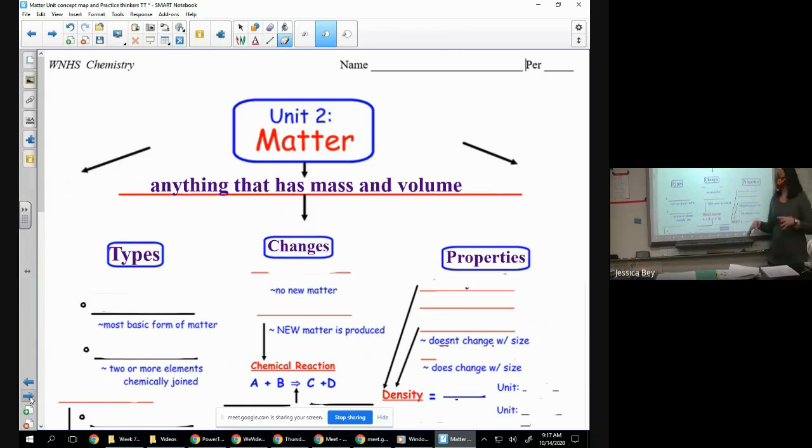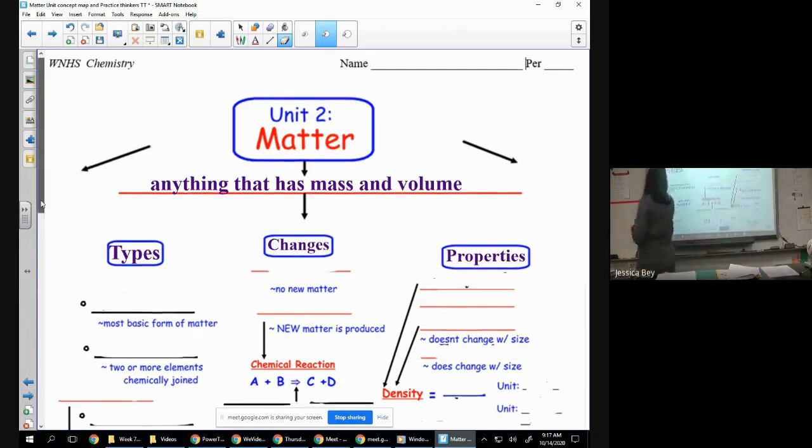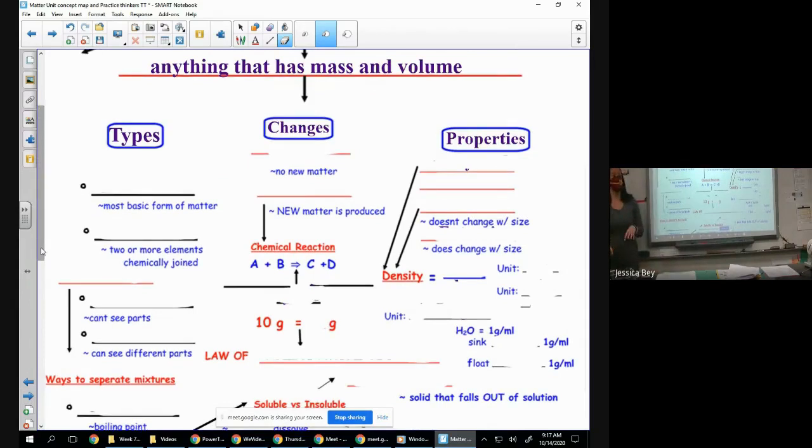Let's start with types, because that's what we started with 4 weeks ago at the very beginning. We said that matter breaks down into 2 main pieces. The first main type of matter is called a pure substance. The first type of pure substance is everything off of the periodic table over there. It is the most basic form of matter, the most basic building blocks, and those are called elements.